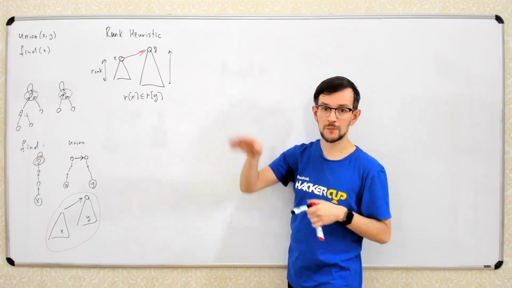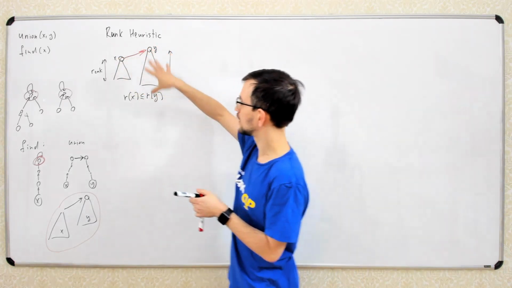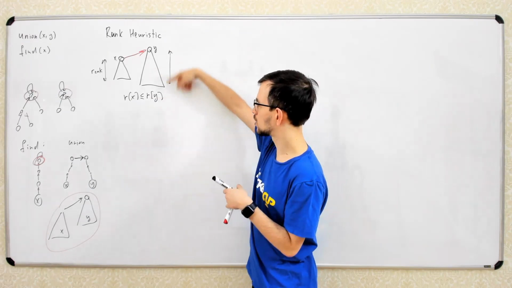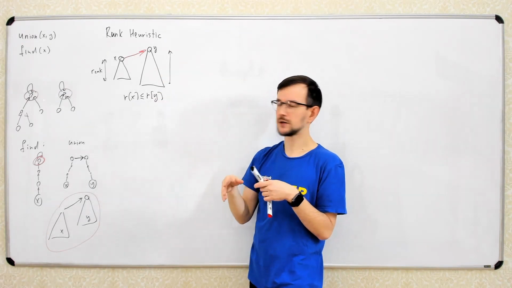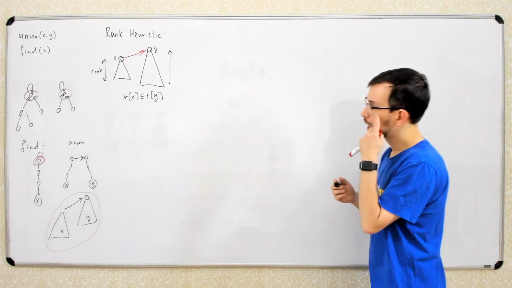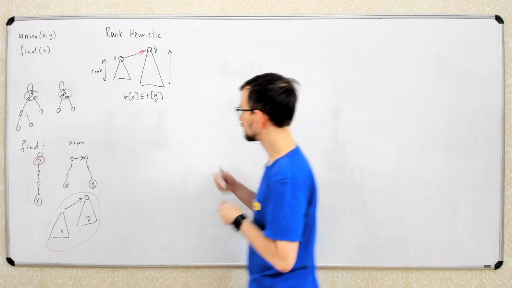This heuristic helps us to maintain all the trees balanced. If we always link the small tree to the big tree, the tree will always be kind of balanced. Okay? So the rank will be up to logarithm and so on. Cool. And the second heuristic we used was path compression.